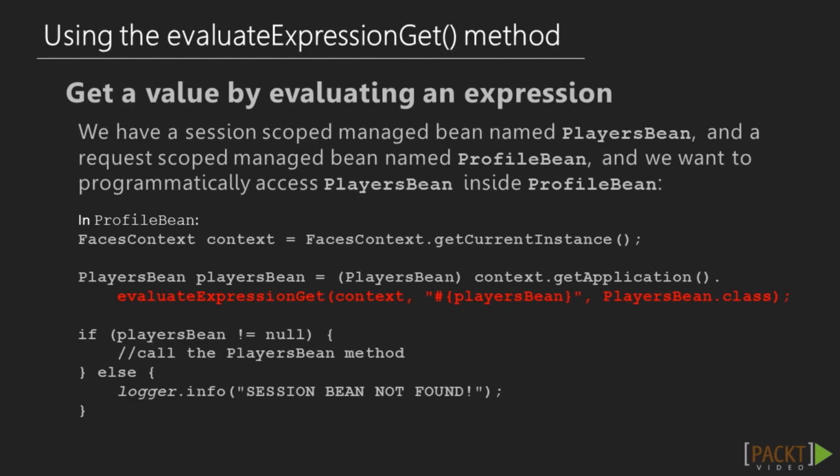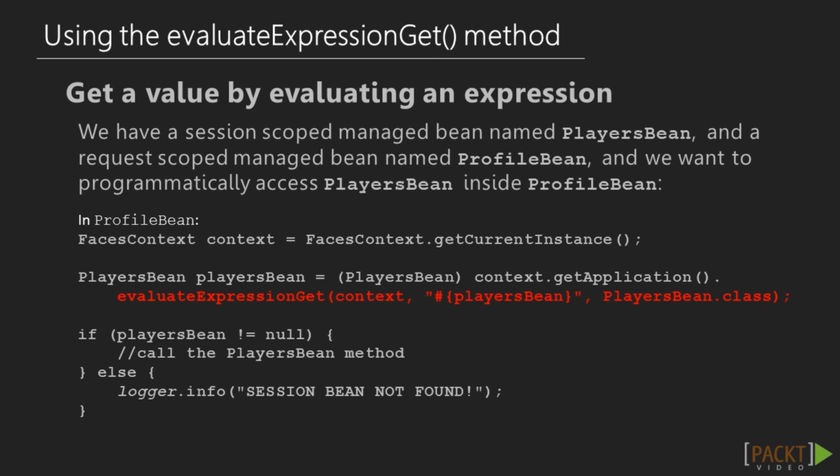So let's suppose that we have a session scoped managed bean named playersBean and a request scoped managed bean named profileBean, and we want to programmatically access playersBean from profileBean. For this, we can use the evaluateExpressionGet method defined in the Application class. All we need to do is pass the current faces context and the arguments expression and expected type to the evaluateExpressionGet method.